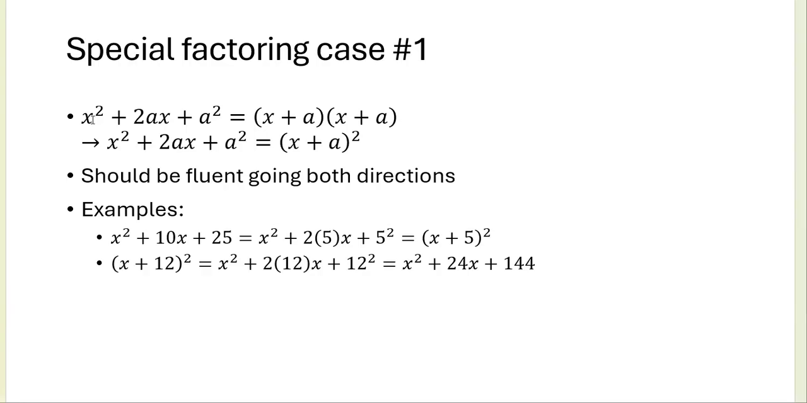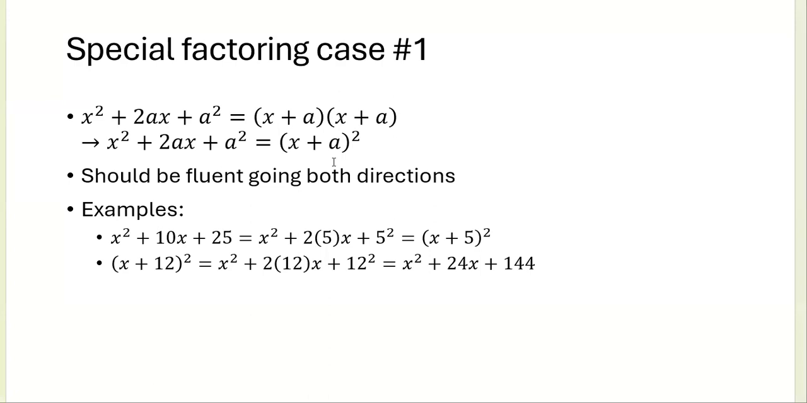If we have this form, x squared plus 2a times x plus a squared, we can factor it as x plus a times x plus a, or we can rewrite it as x plus a quantity squared, like we did. We need to be fluent in going both directions. If we have this factored form, we should be able to expand it out quickly. If we have this expanded form, we should be able to factor it quickly.